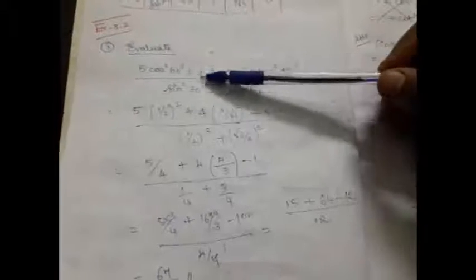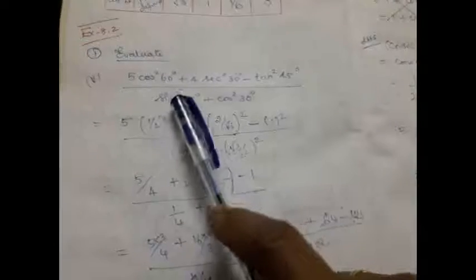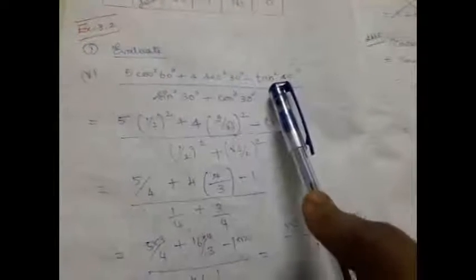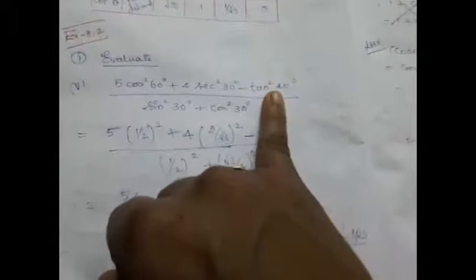See here, I have solved exercise 8.2 first question, and this is your fifth subdivision. They asked you to evaluate 5 cos square 60 plus 4 secant square 30 minus tan square 45, divided by sin square 30 plus cos square 30. I told this in the previous exercise itself. When you have sin square 30, it means sin 30 the whole square. Instead of writing sin 30 the whole square, we will write it as sin square 30. Similarly here, everywhere, the square of the trigonometric function is expressed like this.